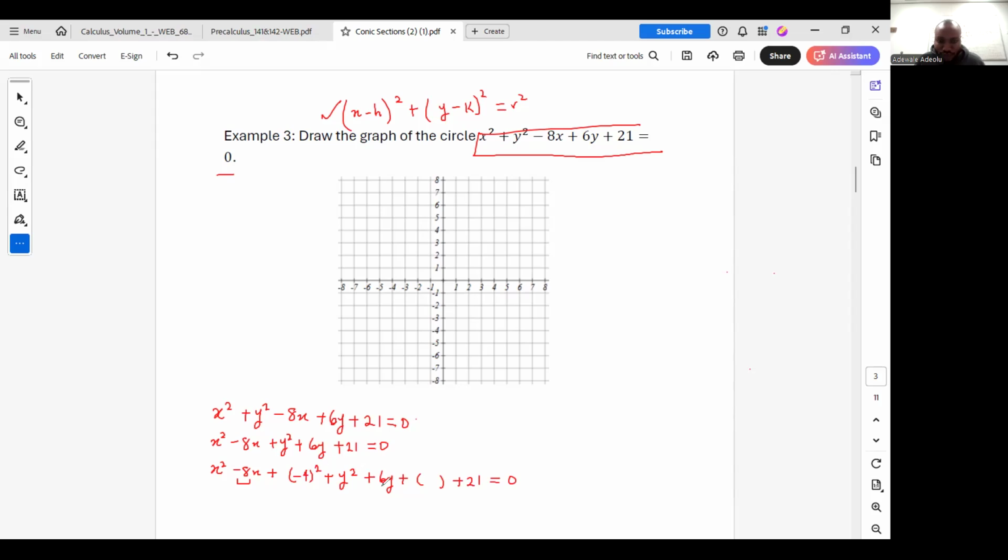I will do the same thing here. What is half of the coefficient of y? The coefficient of y is 6. Half of that is +3. So I'm going to square that as well.